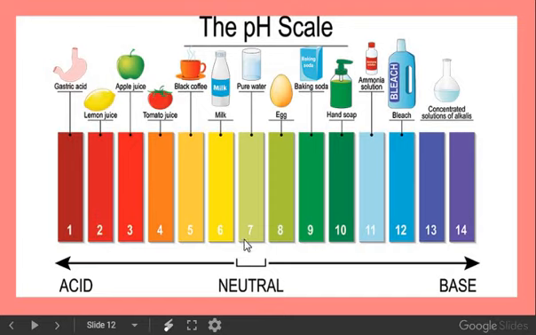Pag naman 7 and above, yun naman ay basic. Or ito yung mga taste bitter or may OH na hydrogen oxide. So, examples are hand soap, baking soda, ammonia, bleach, egg. Ayan. So, different levels of pH.